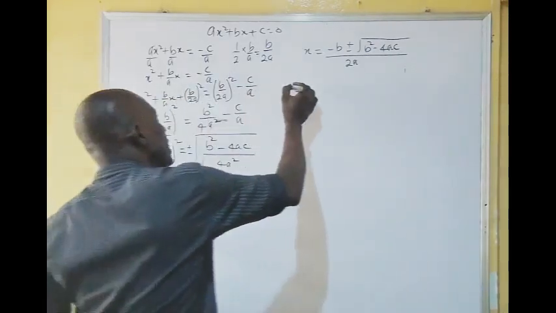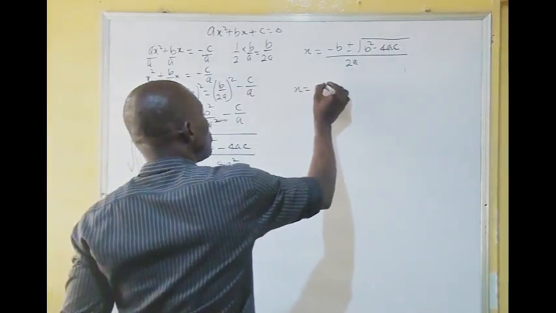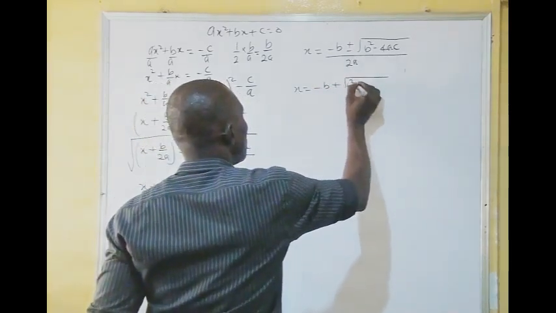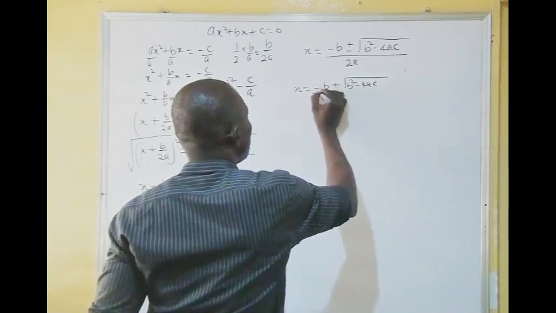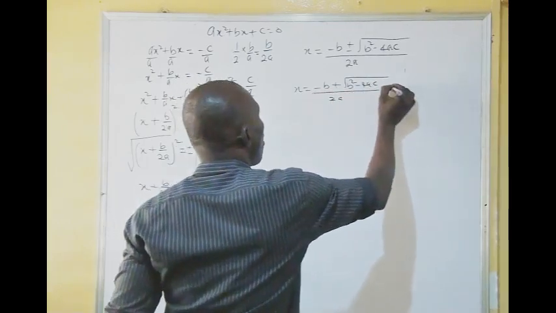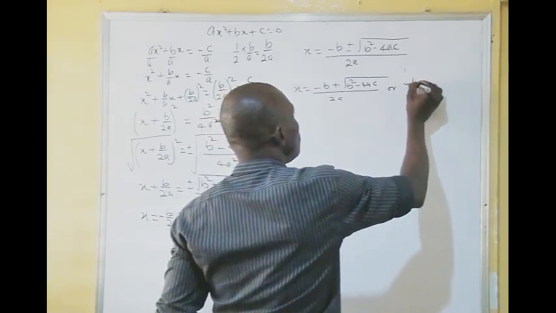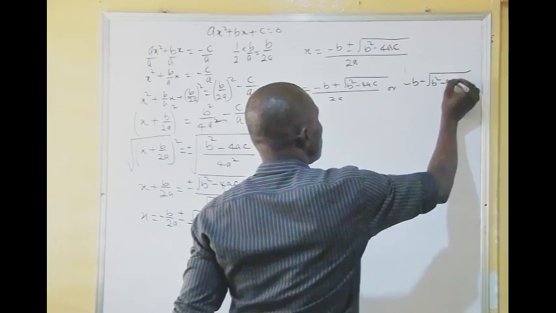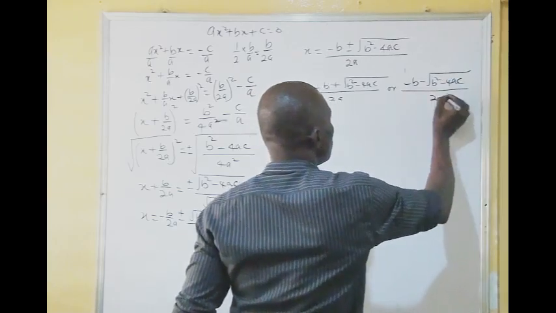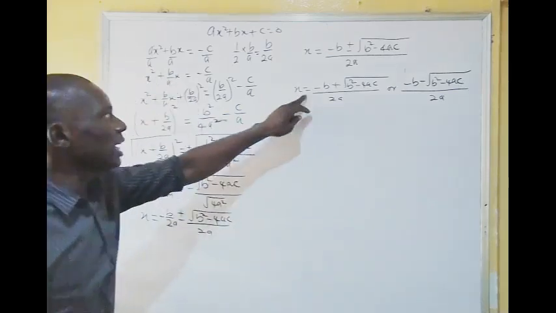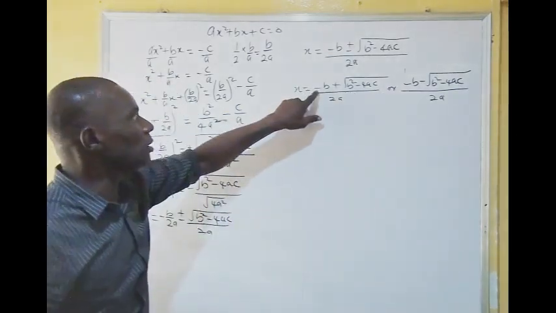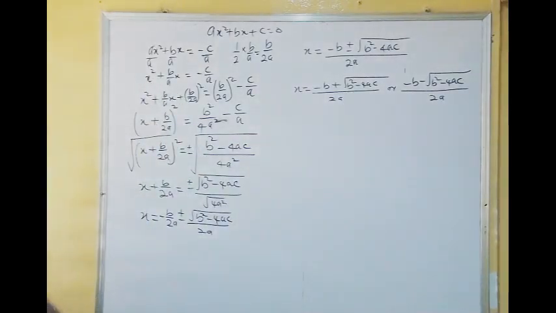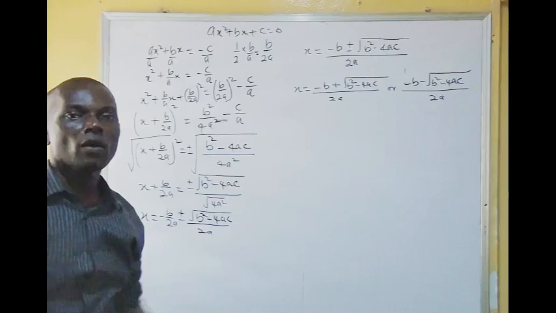Sometimes you can also write that x is equal to minus b plus the square root of b squared minus 4ac divided by 2a, or simply minus b minus the square root of b squared minus 4ac divided by 2a. The line here must cover this. This minus b is also part of it, so the line must cover everything. So these are the roots for x using completing the square.